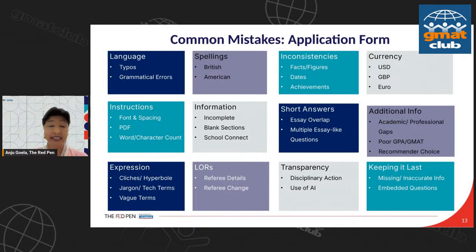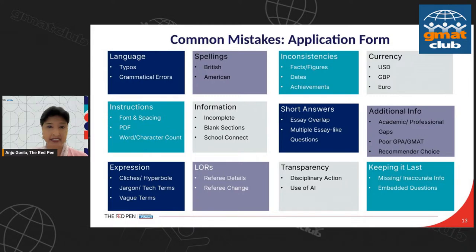Spellings. You can use either British or American spellings, all right? You're allowed to do either, but you need to be consistent. Once you decide that you're going to use either British or American spellings, stay with that format throughout the application.